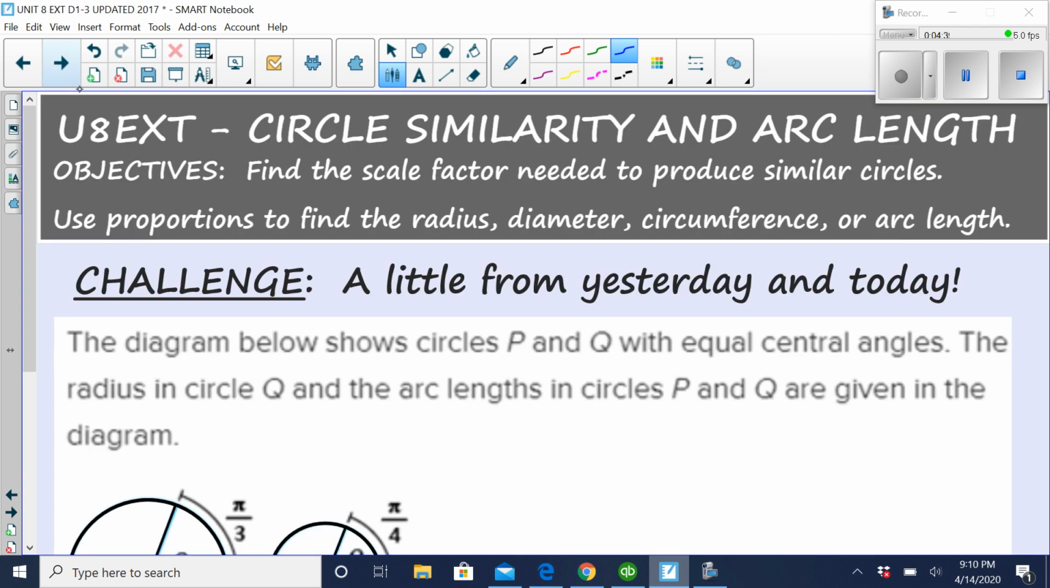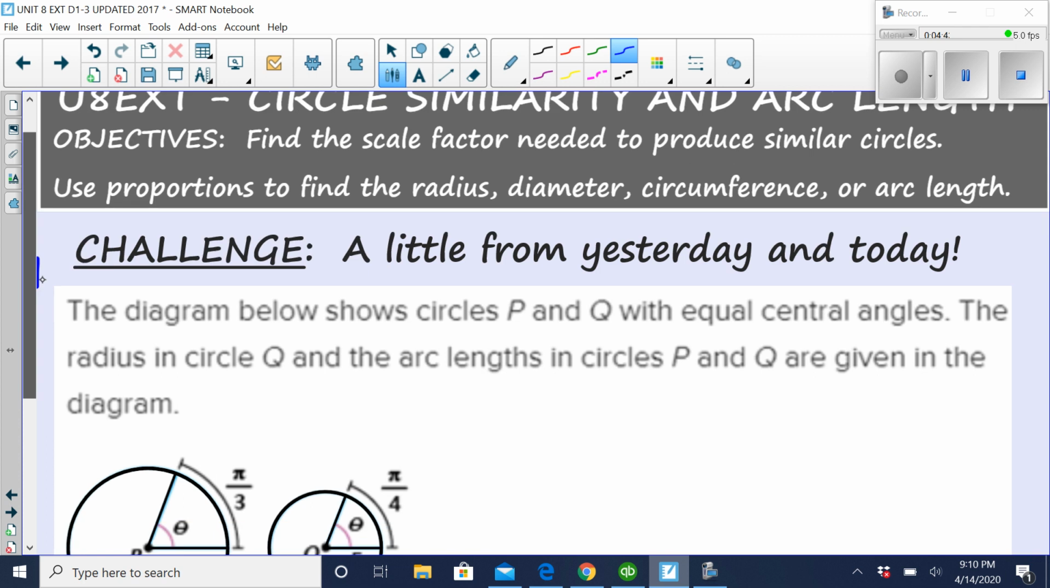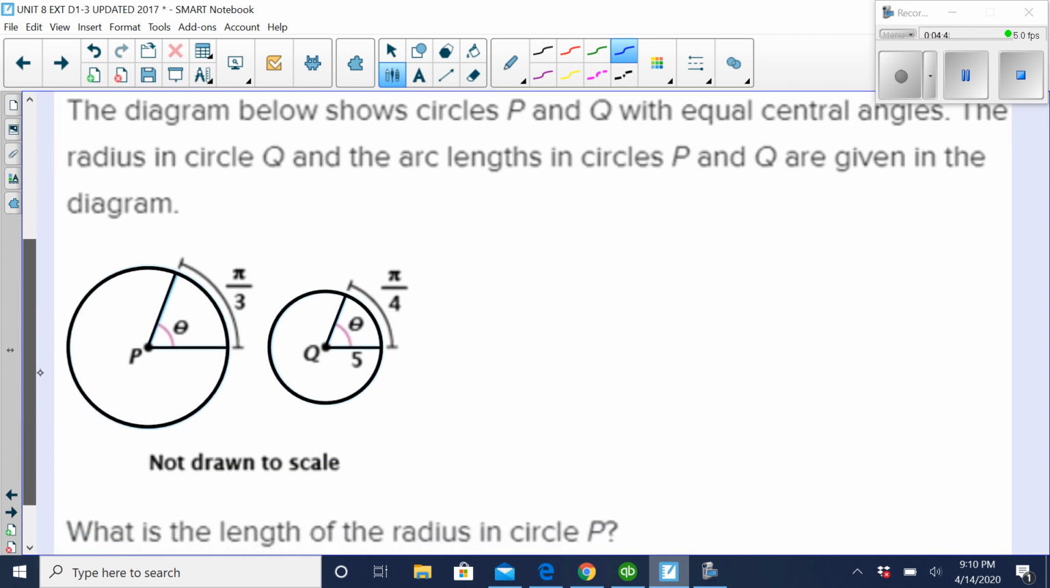Okay. Last problem for today, it says it's a challenge problem. It's a little bit from yesterday's lesson, a little bit from today. It says the diagram below shows circles P and Q with equal central angles. The radius of circle Q and the arc lengths in circles P and Q are given in the diagram. What is the length of the radius of circle P? Okay, so really we're saying this radius here is unknown. The central angles are the same, so we wouldn't want to compare the central angles. We know that those have the same measure.